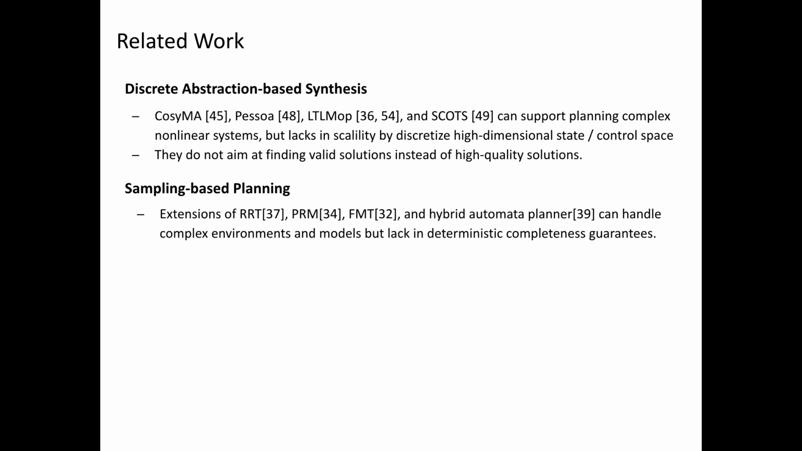Another line of research is based on sampling methods. In addition to traditional RRT, PRM, and FMT, some hybrid automata planners can solve similar problems with both discrete and continuous specifications. However, they only provide asymptotic completeness guarantees.